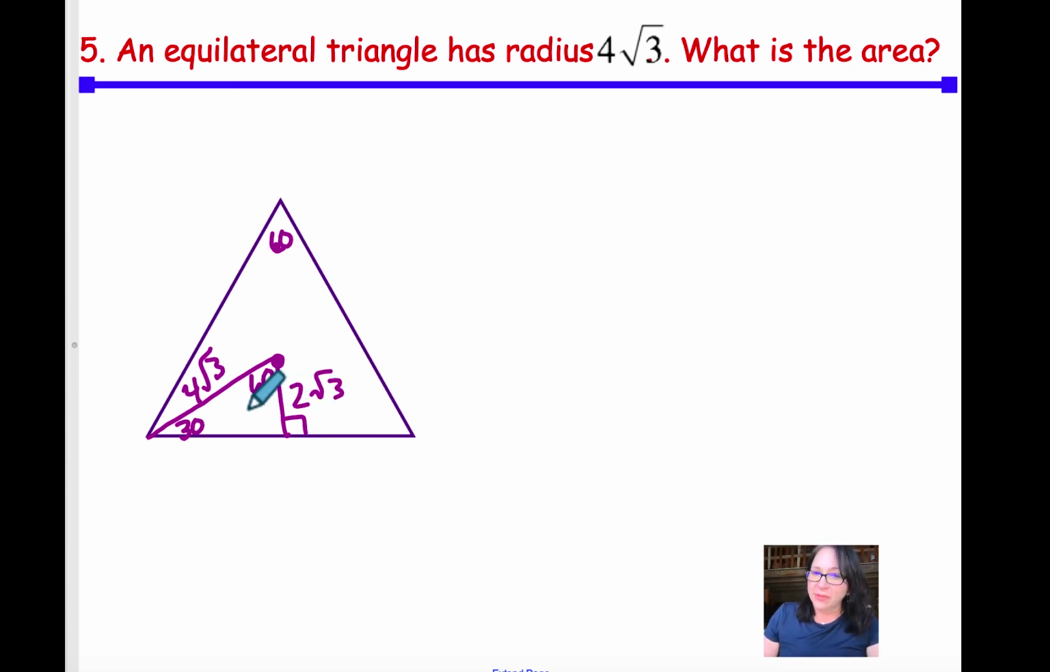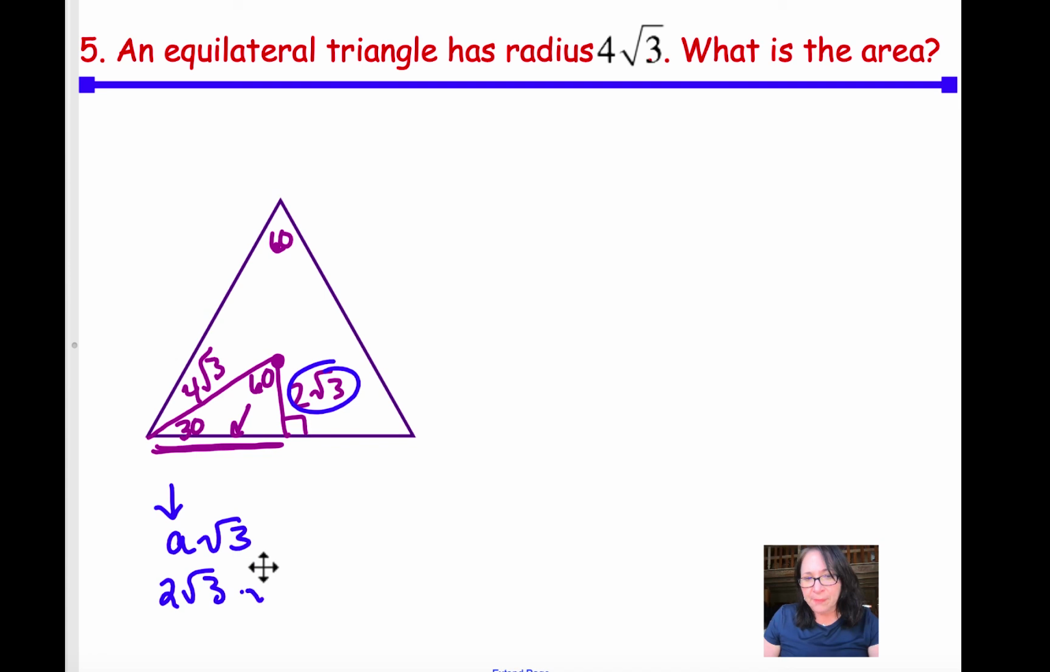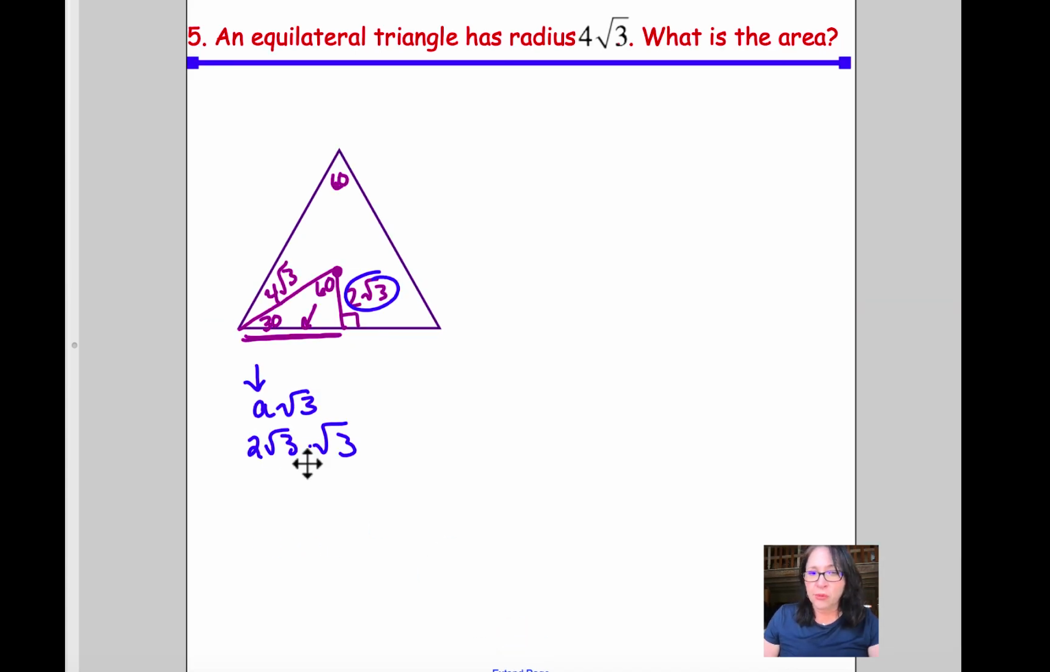And then what's opposite the 60, now this is interesting. I need that to find my base. What's opposite the 60 is a root 3 times the short side. So if my apothem is 2 root 3, that value goes right here. So it's going to be 2 root 3 times root 3. And root 3 times root 3 is 3, because that's root 9, and the square root of 9 is 3. And times 2, which makes 6.